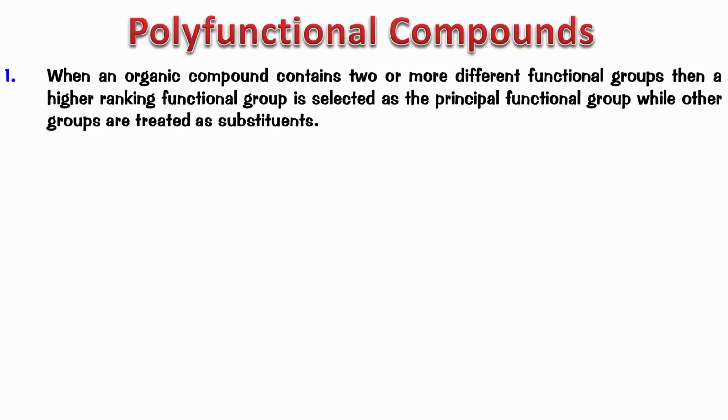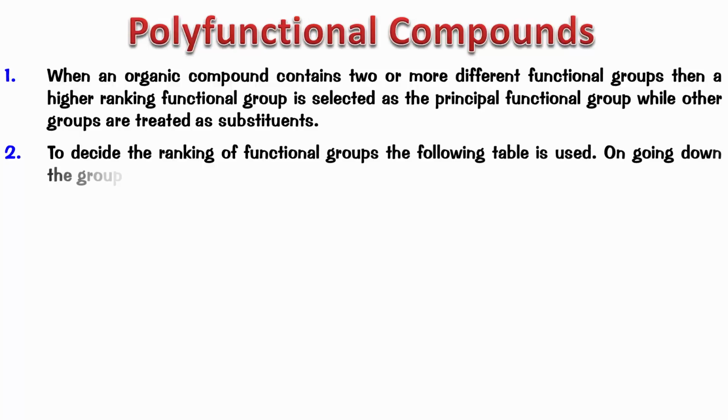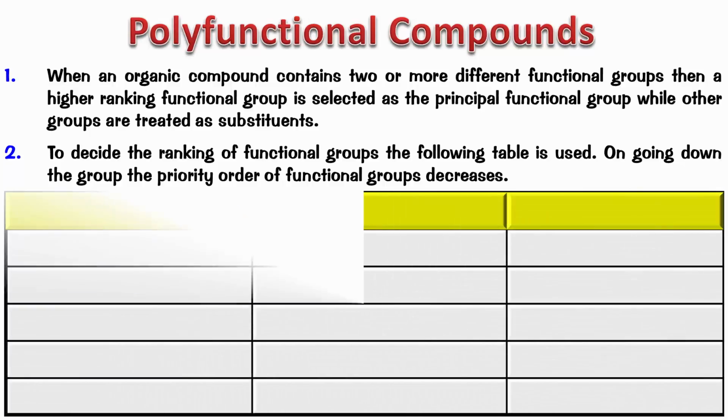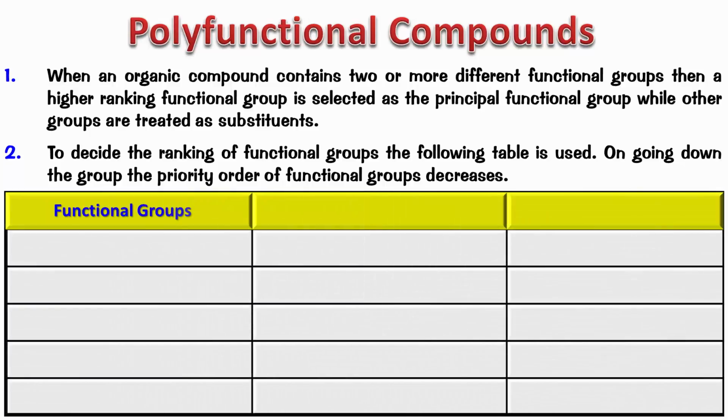To decide the ranking of functional groups, we follow the table that I'm going to show you now. On going down the table, the priority order of functional groups decreases. So let's get on with the table. This is how the functional groups are going to be arranged: functional groups, suffix and prefix. Suffix tells you what would happen if this were the only group present. And prefix tells you what would be the name of this particular functional group if it were not the principal functional group.